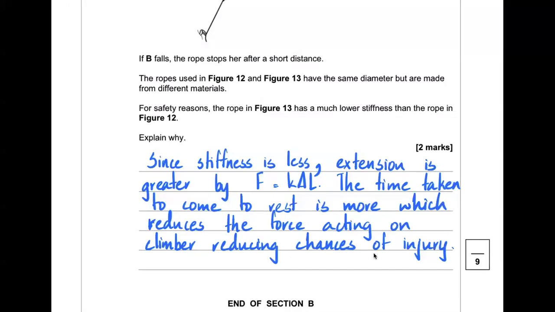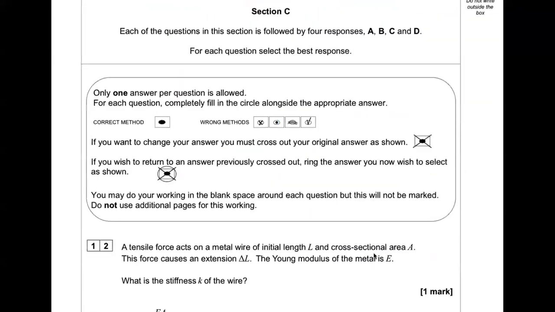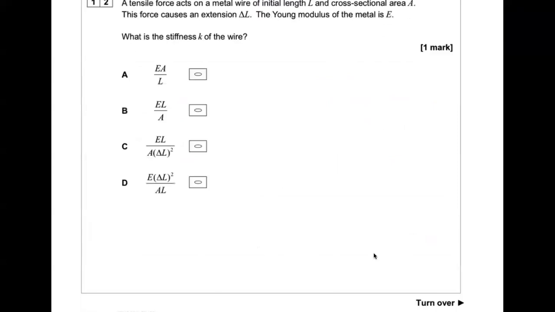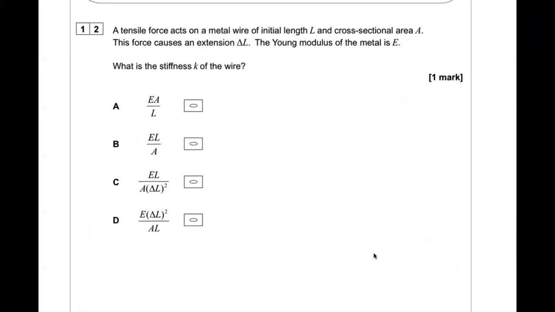Let's now go on to the MCQs. A tensile force acts on a metal wire of length L, cross-sectional area A. Force causes an extension, Young modulus is E. What is the stiffness K of the wire? So this you simply get by rearranging the Young modulus formula.